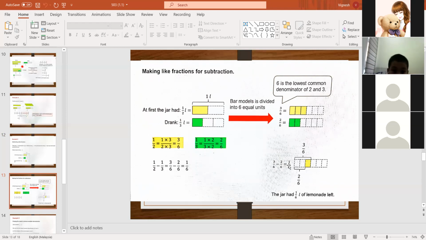Can you see the bar model here? 3 over 6 and then 2 over 6. When you minus, you will get 1 over 6. Correct? So 1 is left. So you have to shade one part out of the 6 parts. Understand or not? Who still doesn't understand? Can you understand the fraction? I think fraction is the easiest topic ever in your grade 5, correct?